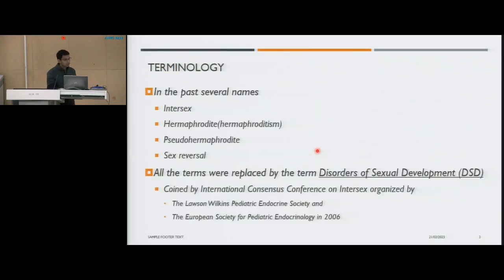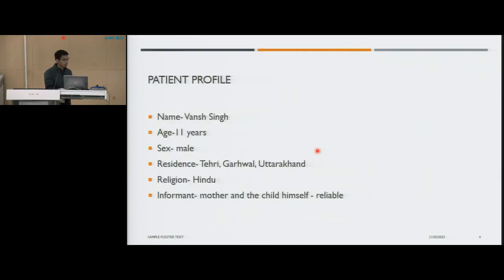In the past, several names have been used, like intersex, hermaphrodite, pseudo-hermaphrodite, or sex reversal. But all these terms have been replaced by the term disorders of sex development, according to the consensus based on two societies, like the European societies. So now coming to our today's case discussion.